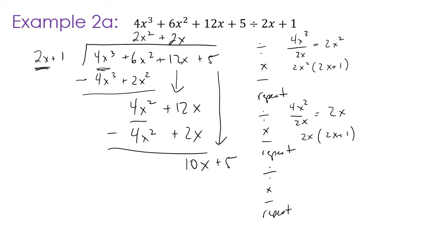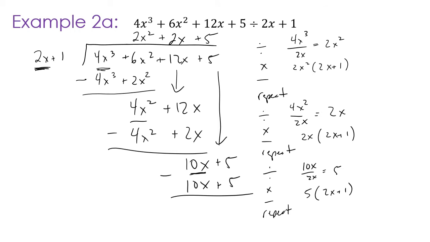What are we dividing? 10x by 2x, which just gives you 5. Multiply. What are we multiplying? 5 times 2x plus 1, which gives us 10x plus 5. Subtract. This worked out pretty nice. 10x minus 10x is 0. 5 minus 5 is 0. That means it's 0 remainder. That means 2x plus 1 actually divides evenly into that cubic.